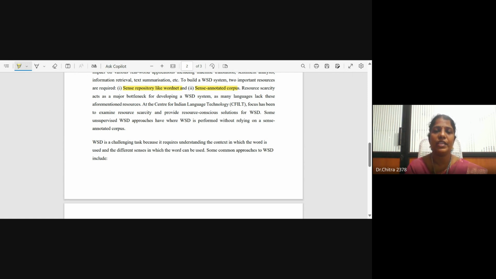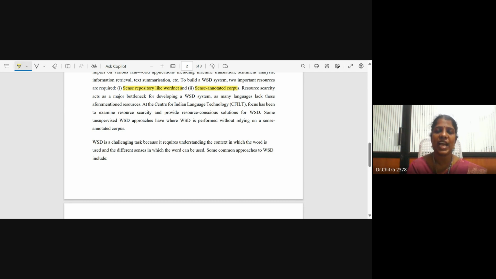The drawback in natural language processing is that for most languages the sense annotated corpus is not available. WordNet is there for most languages, for Tamil, Malayalam, Kannada, everything. But the sense annotation, the meaning for each and every word, is not defined and not stored inside the system. So solving the disambiguation is very, very difficult.